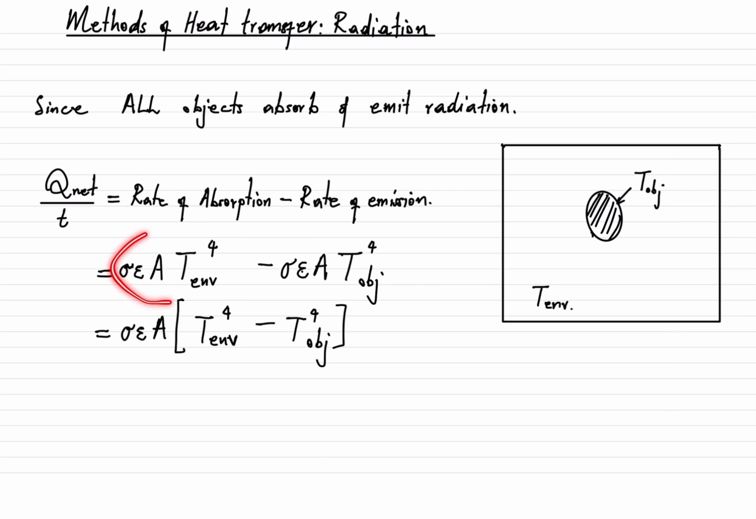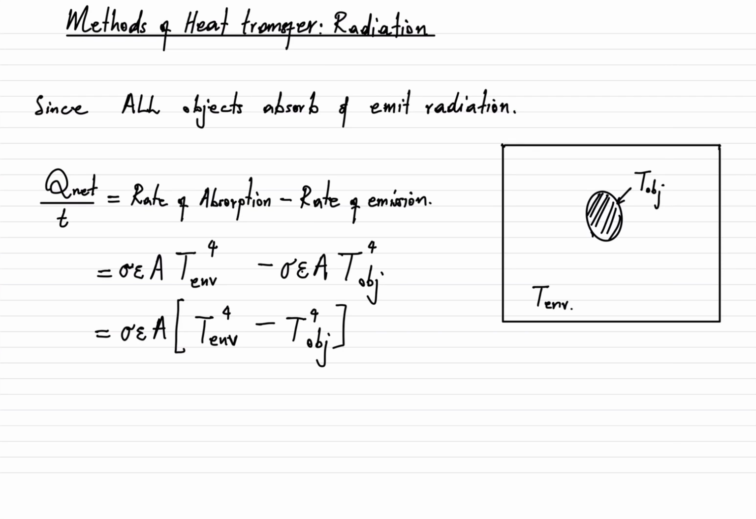But then we have to subtract from this the rate of emission. Now the question is, how much is this object emitting? Well, the rate of emission depends on the temperature of the object itself. So again, we will have sigma, the Stefan-Boltzmann constant, times epsilon, the emissivity constant of the object, times the surface area of the object. And this time the temperature is no longer that of the environment, but that of the object, since we're interested in how much the object is emitting. And if we clean this equation up, what we're going to end up with is something that looks like this.